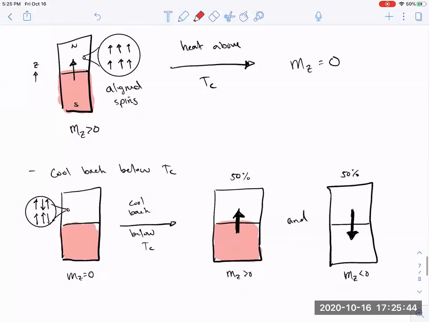That would just be empirically what we would find. We would find that with equal likelihood, if we scramble those spins by heating the system up and then cool it back down, half the time those spins would realign and point up, and the other half the time they would realign and point down.